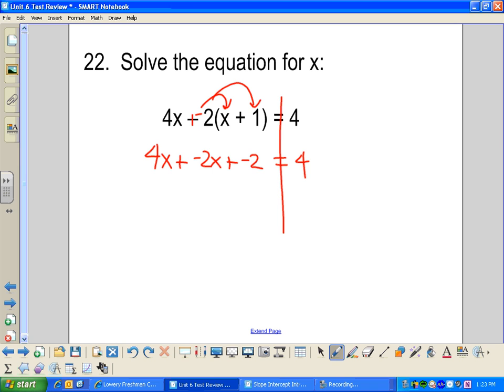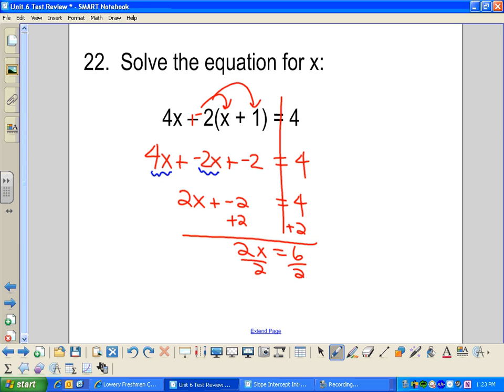I'm going to combine like terms. Got an x term here and an x term here. So that's going to end up being 2x plus negative 2 is 4. I'm going to get rid of my negative 2 by adding 2. The opposite of negative 2 is positive 2. And I end up with 2x is 6. Divide by 2, and I get x is equal to 3.